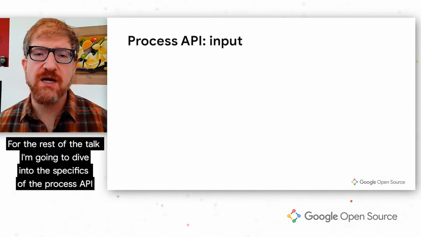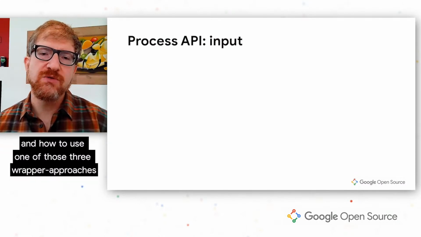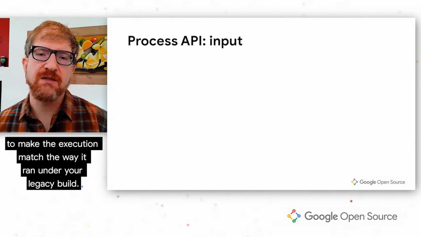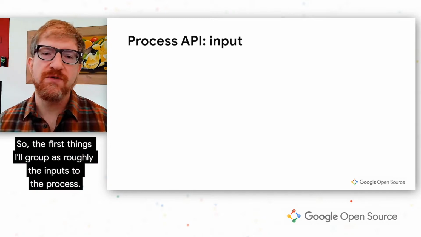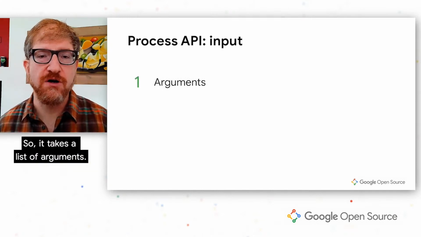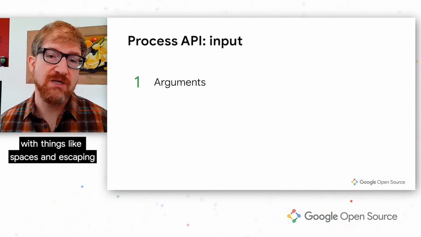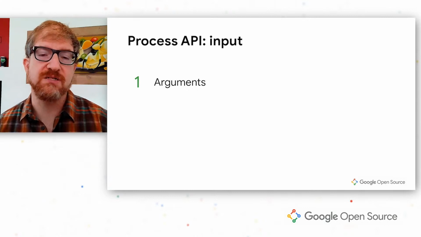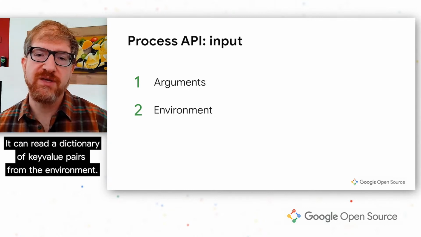For the rest of the talk, I'm going to dive into the specifics of the process API and how to use one of those 3 wrapper approaches to make the execution match the way it ran under your legacy build. So the first things I'll group as roughly the inputs to the process. So it takes a list of arguments. Obviously here you must take a lot of care with things like spaces and escaping so that the arguments are preserved exactly when Bazel calls the program. It can read a dictionary of key value pairs from the environment.